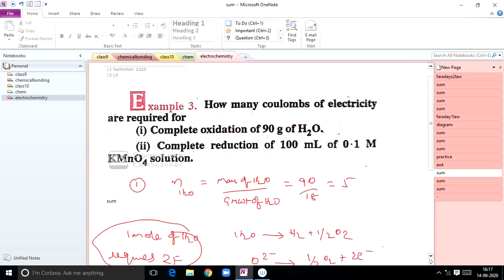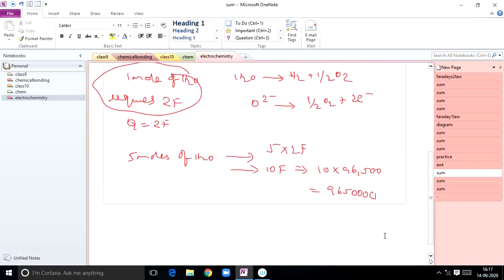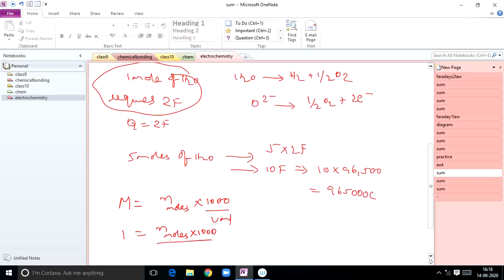How many coulombs of electricity are required for complete reduction of 100 ml of 0.1 molar KMnO4? 100 ml of 0.1 molar KMnO4. So first of all, you apply the molarity formula. Molarity is equal to number of moles into 1000 by V ml. Molarity given is, in this formula, 1 molar is equal to number of moles, which we don't know, into 1000 by V ml. Volume in ml you have to take as 100 ml.